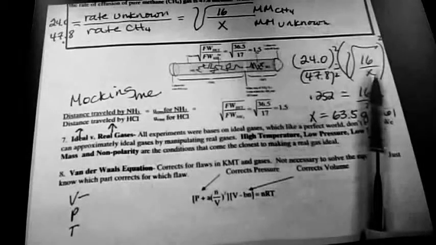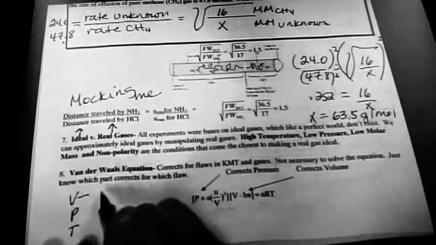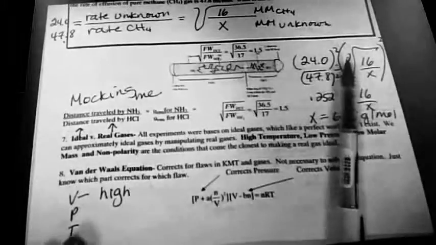If I increased the volume of this classroom, would you be more or less likely to interact? Less. You'd have a lot more room to rock around in random straight line motion. So you want the volume to be very high.